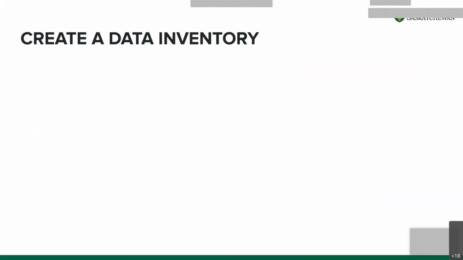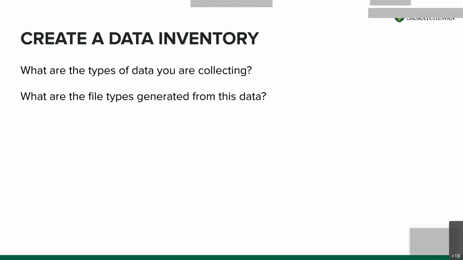So the first thing that I always do, and I always recommend people do when they are starting a research project, so before they've even started collecting methods, but this comes around when you're starting to think about what your research process is going to look like, is to create a data inventory. So the inventory should describe what are the types of data that you're collecting? What is that data going to look like? What are the file types that you're generating from this data?